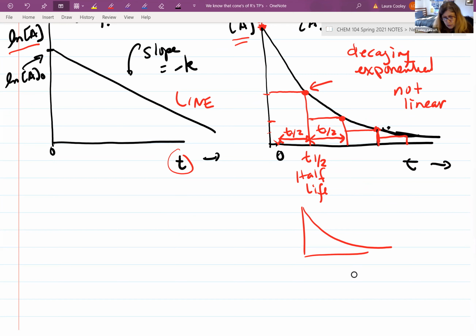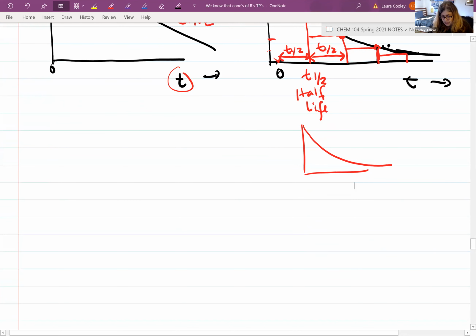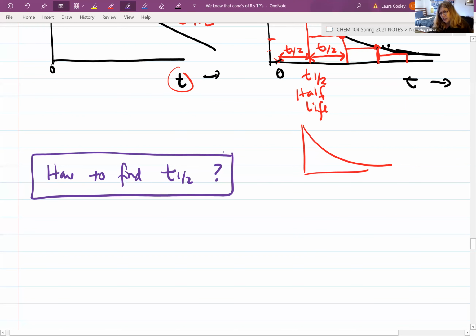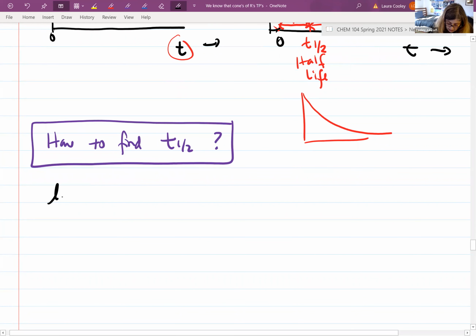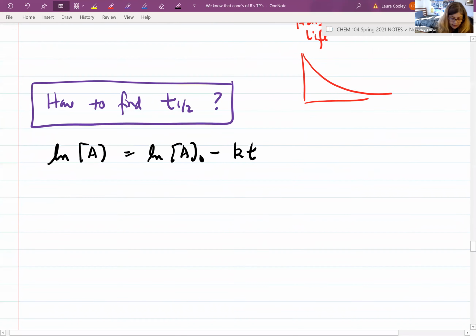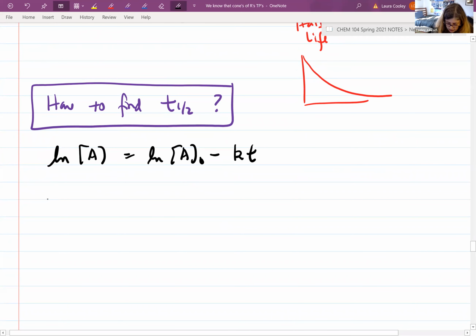Okay. So how do we find T1/2 if we know the rate constant for a reaction? I showed you data that you could look at and you could say, oh, I think the half-life is right after 20 seconds, right? We did that for that problem. But how do we actually figure out what it is? And of course, it has to start with this equation.